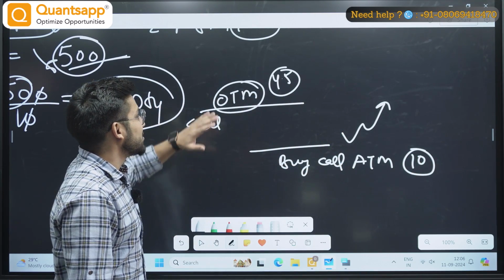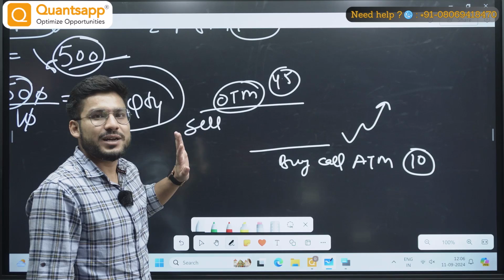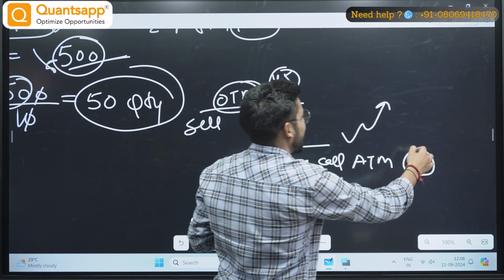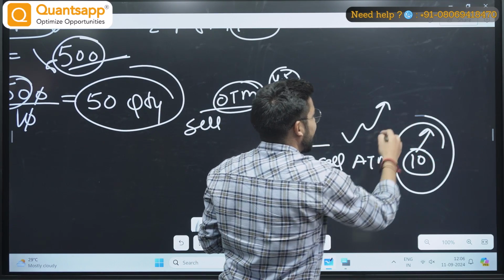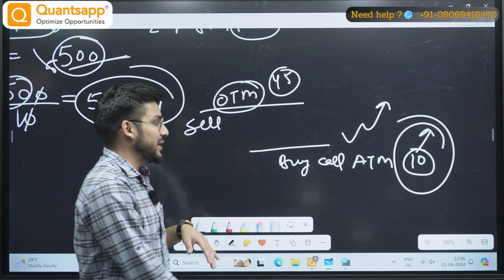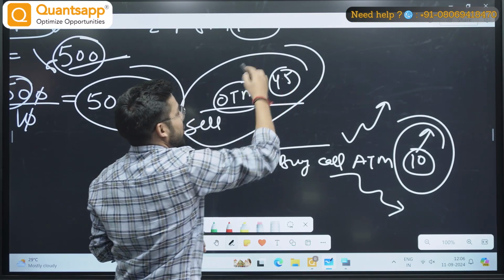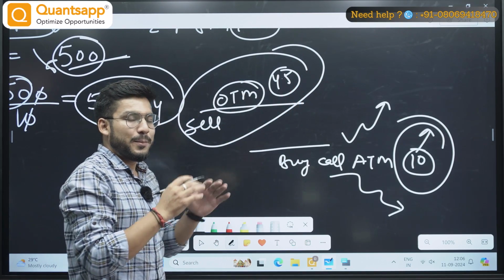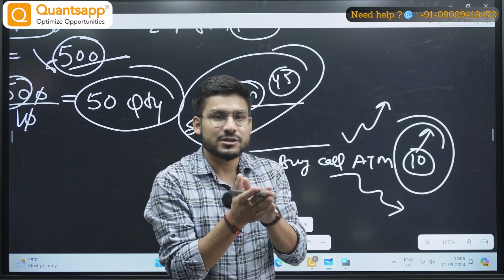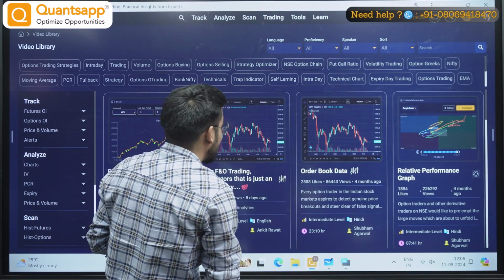Okay, so if at any point of time my market goes above this point, I'll get a profit, and at any point of time if it goes against my prediction, this position will cover my loss. Okay, so my loss is now covered, right? So let's see how you can choose the spread position.